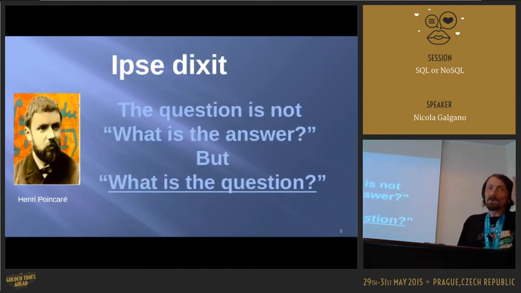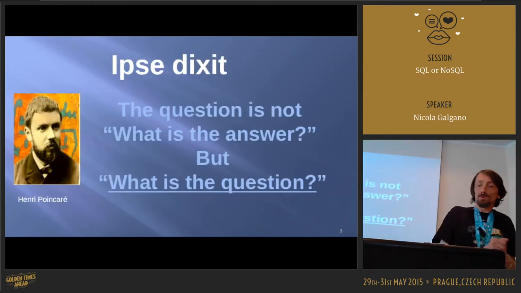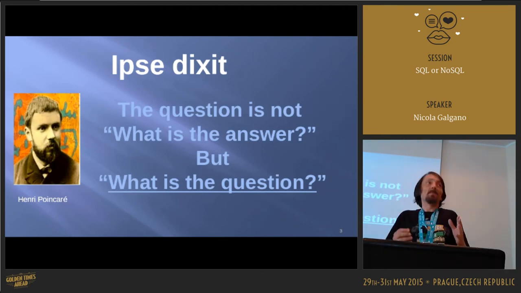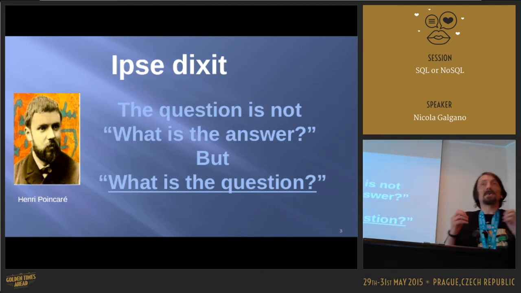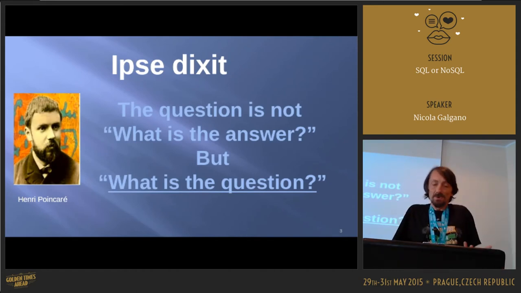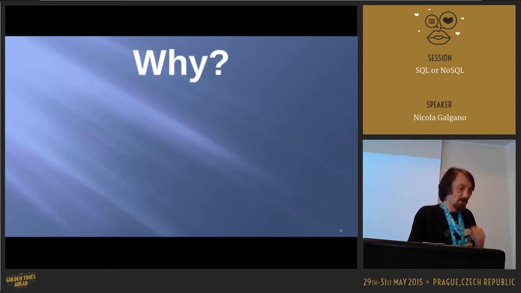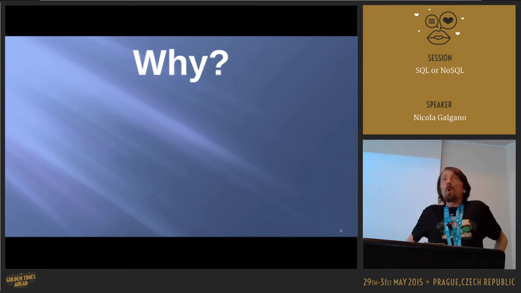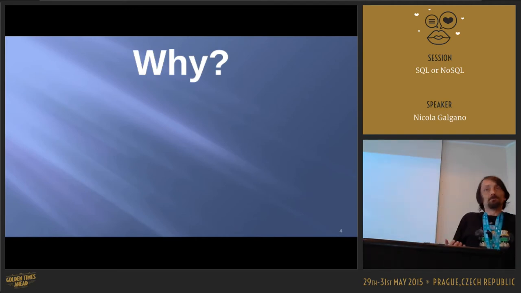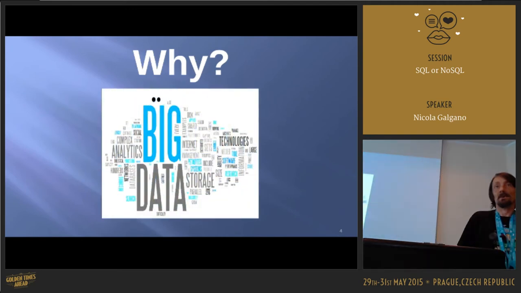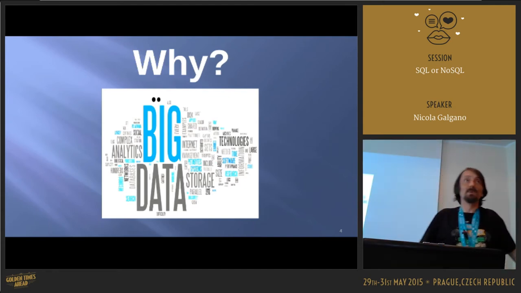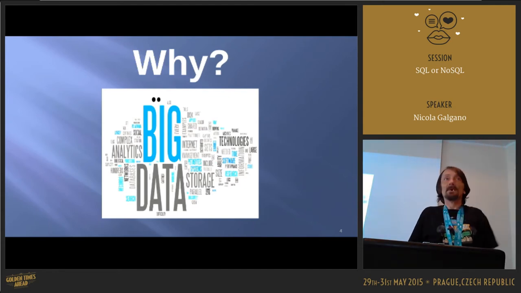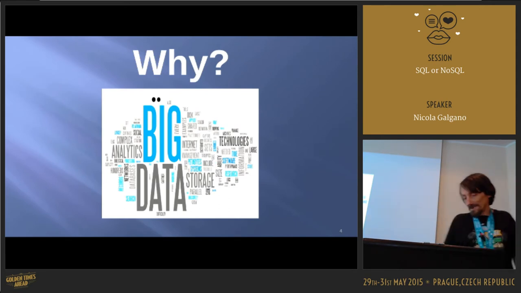Okay, I will try to follow this approach because it's difficult to have a correct answer to these questions. So I will try to analyze what is the question, not what is the answer. A first question that may arise is why we need to have this choice. Well, a simple question, simple answer: because of big data, as the friend has just talked about some seconds before.